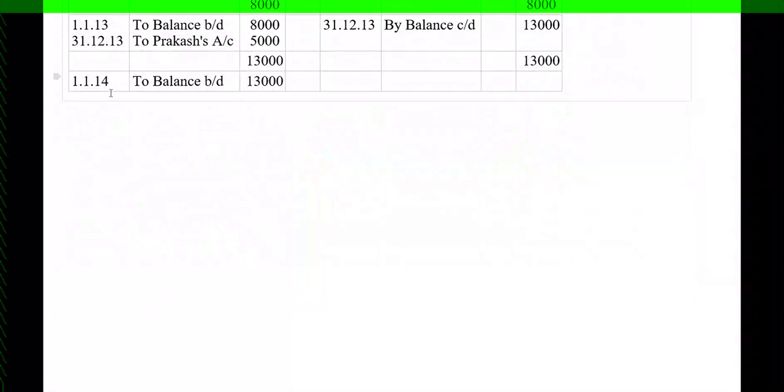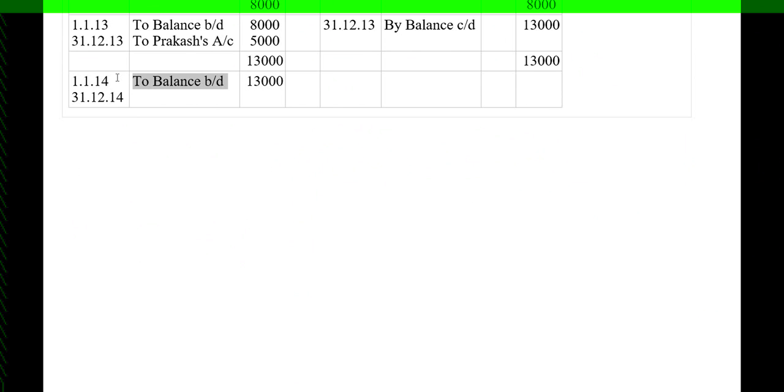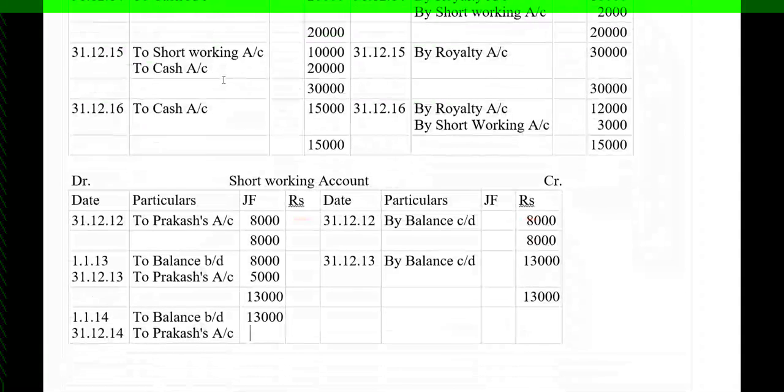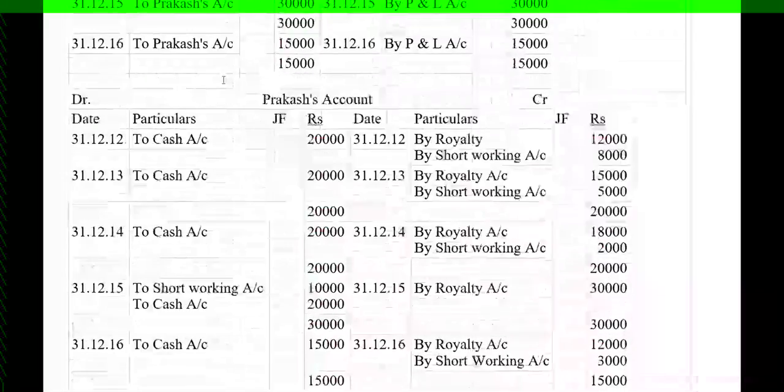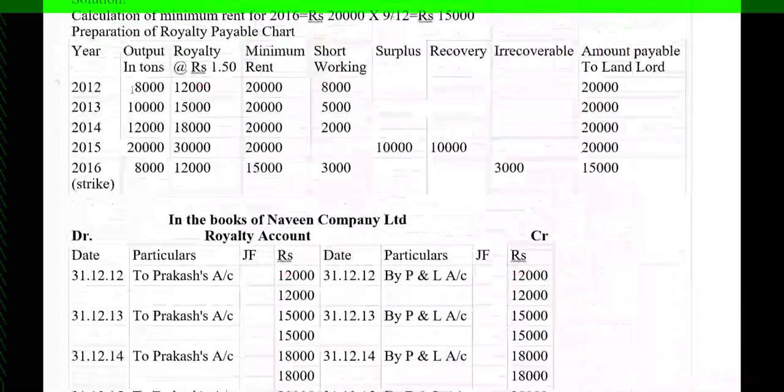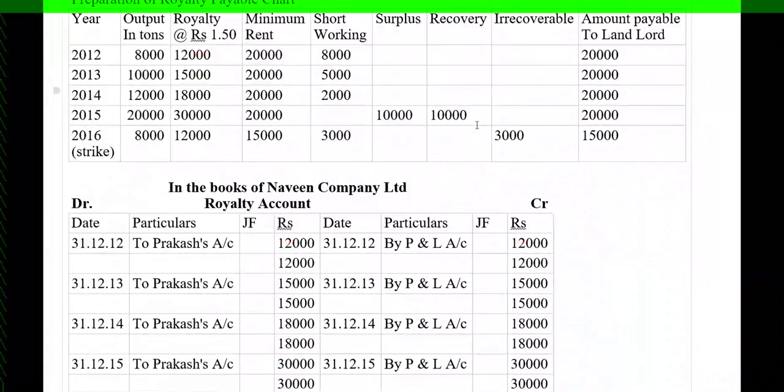So when there is a short working, then the entry will be on 31st/12/2014. So here let me take here. So when there is short working, short working account debit to Prakash's account. So in the third year we have got a short working of rupees only 2,000 here. So 2,000. So on 31st, now let us see, is there any recovery during the year 2014? So when you look into this chart here, there is no recovery here.